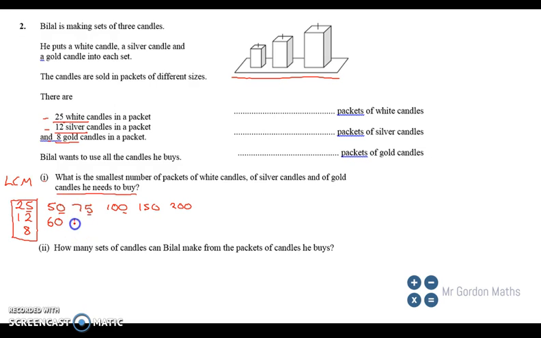So 60, 120, 180, 240, 300. Now I've got 200, 300, they don't match obviously. But if I jump up to 250 and then 300, then I do have a possible match here. So we need to think about the last one, the 8s. Did the 8s ever hit 300?